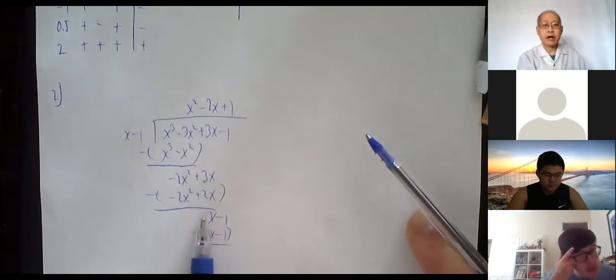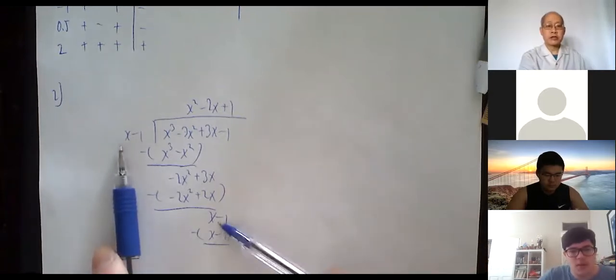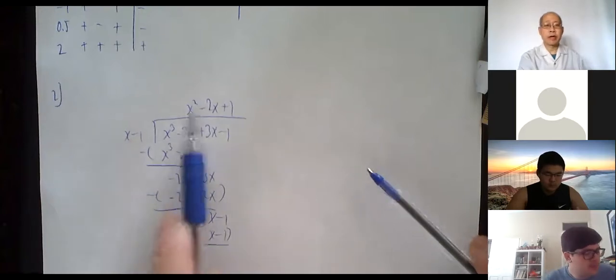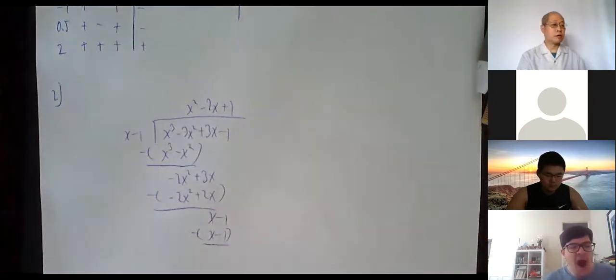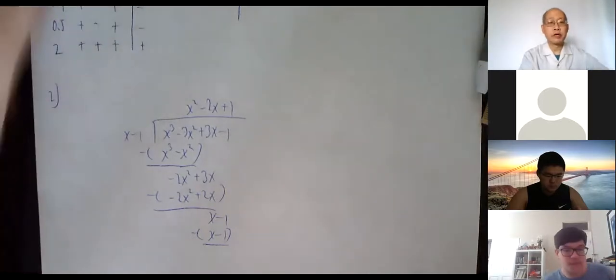3x minus 2x is 1x. Then x minus 1 into x minus 1. How do you go from x to x? 1. 1 times that is that. Subtract, no remainder. So x squared minus 2x plus 1 is the answer. Okay, so that's it for the quiz. And we're done with the quiz.